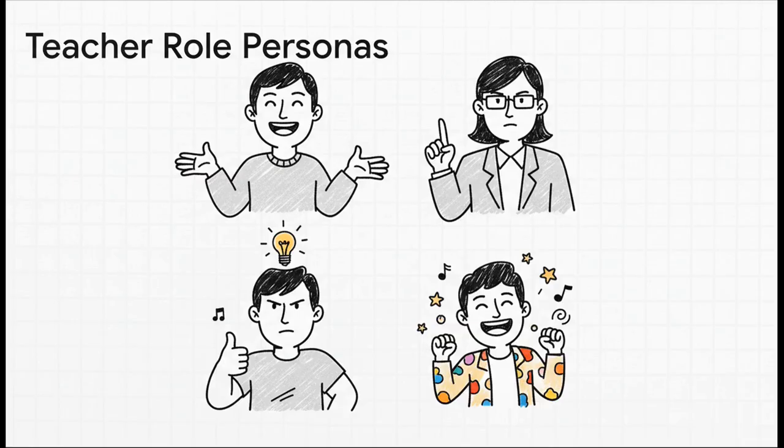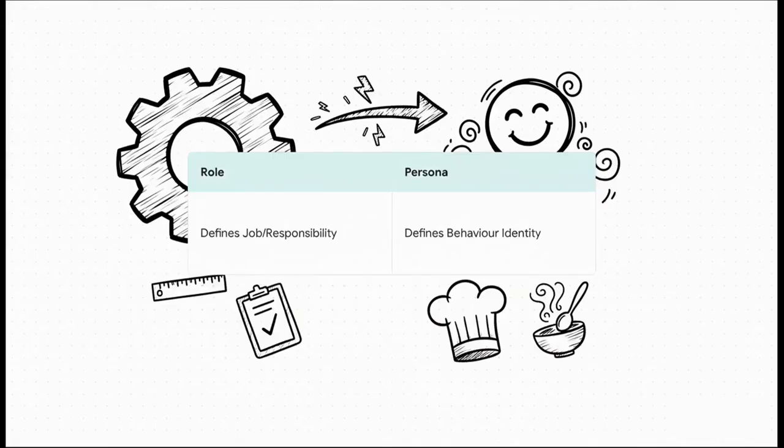The role is the same, teacher, but the actual experience is completely different every single time. Okay, so let's just nail this down side by side. The role, that defines the job. The persona, that defines the behavior. One is the function, the other is the flavor. You need both. One tells the AI what to do, the other tells it how to be.